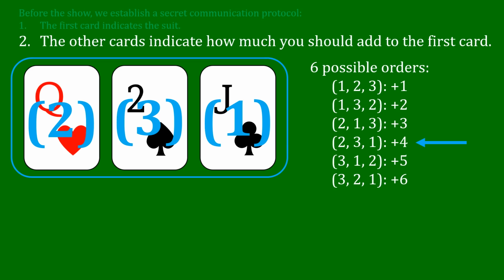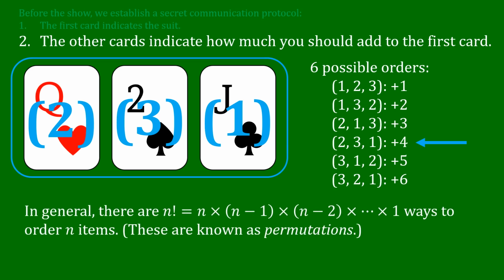In general, the number of ways to order n items is n factorial, which is defined as n times n minus 1 times n minus 2, all the way down to 1. In mathematics, these orderings are known as permutations, and they are a key concept in a field known as combinatorics. In our case, we're ordering 3 cards, so n equals 3, and 3 factorial is equal to 6. So the order of these 3 cards indicates which one of 6 possible values to add to the very first face-up card.